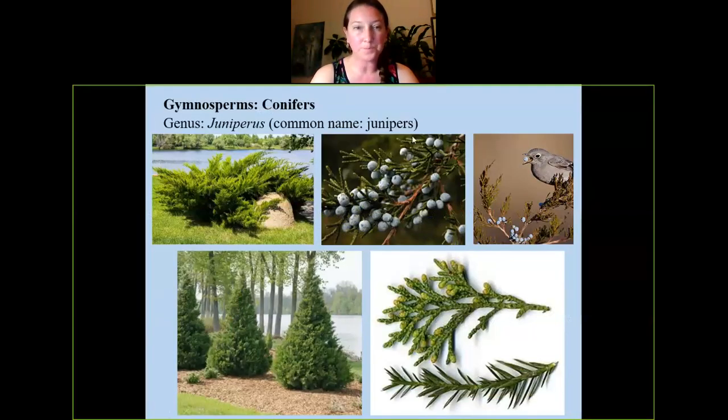Here, let's make it big. Right, so here is, let's change colors to purple. So here's an example of that horizontal habit, right? Horizontal form kind of grows horizontally. Here's an example of your vertical form of a juniper.